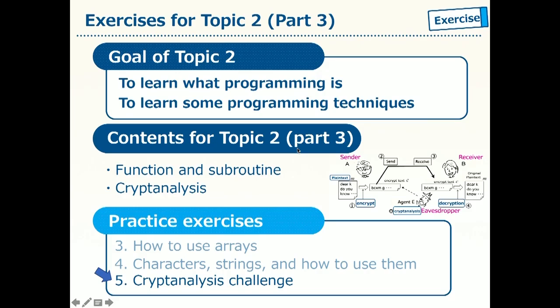Now, let us start with the practice exercise for the third part of Topic 2. In this part, we study the method of designing a program using functions or subroutines. Then, as a summary of the whole Topic 2, we discussed an algorithm doing cryptanalysis of ciphertext created by Caesar cipher. So, as a project practice exercise, in a final project, Project 5, we will be challenging ourselves to cryptanalysis.